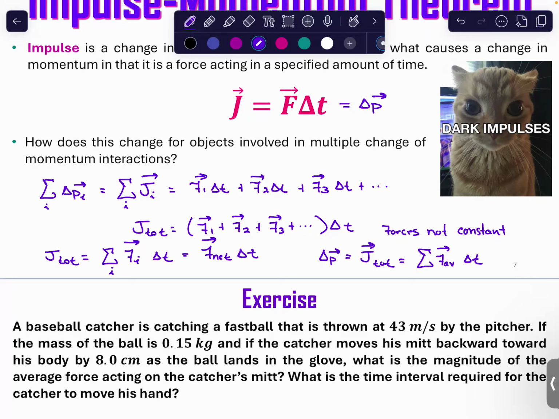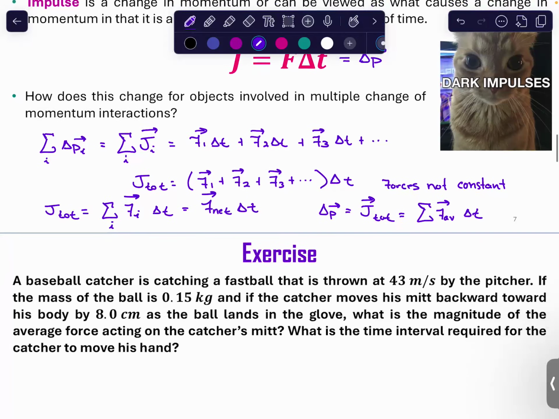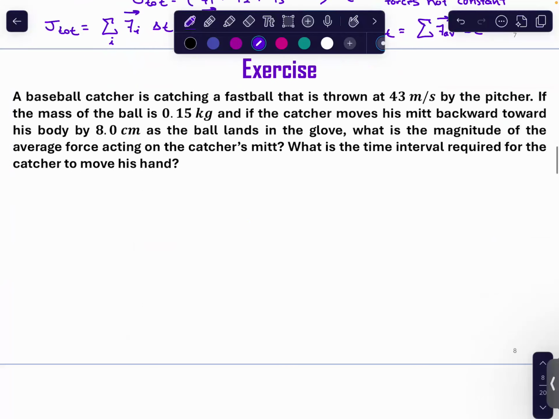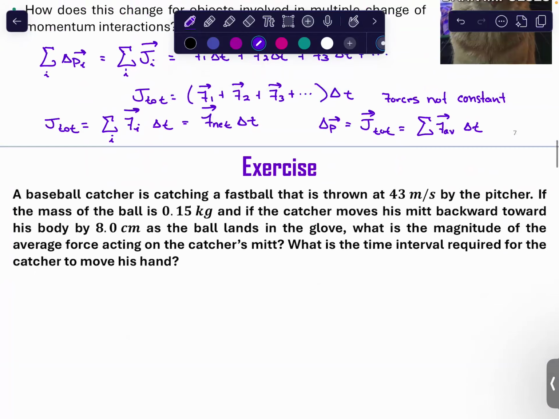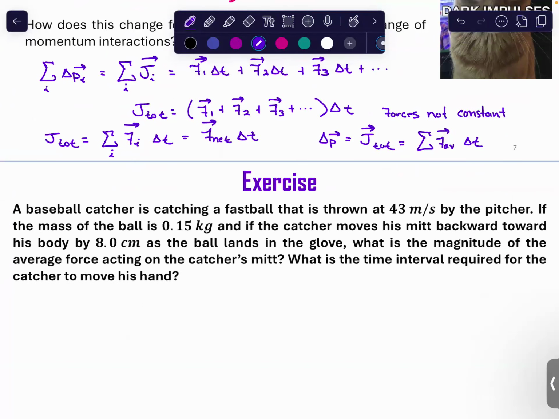Baseball catcher catching a fastball that is thrown. Scroll just a little bit back. So 33 meters per second, my athletes, is that a major league pitcher, high school, college? What are we looking at there? 43 meters per second. That's really fast.